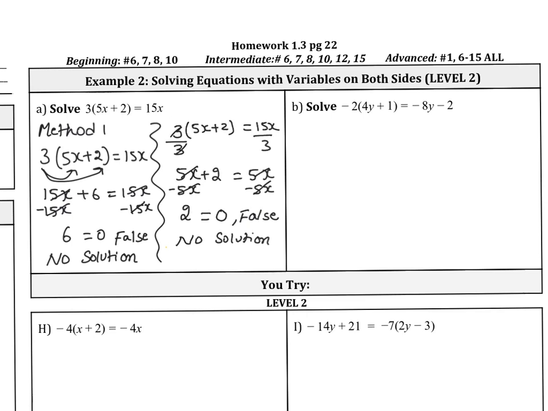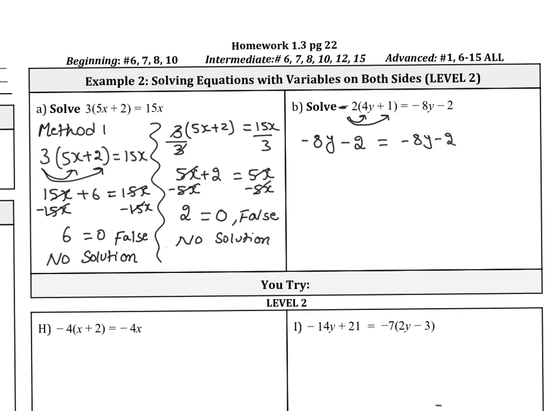Look at the other problem, where we have to solve -2(4y + 1) = -8y - 2. So we are going to apply the distribution property here. We are going to multiply the 2 inside. Since 2 is negative, we are going to multiply the negative 2 with 4y. We are going to get -8y. Negative 2 times 1 would give us -2, so the equation becomes -8y - 2.